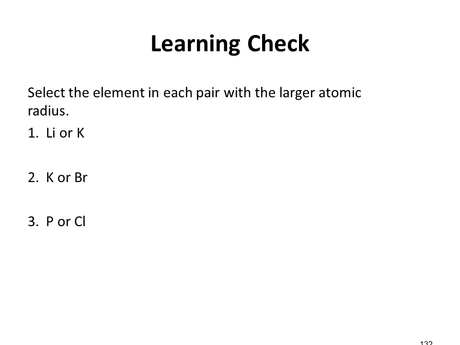If we were to compare these elements and determine which ones are smaller: number 1, lithium and potassium. Since potassium is further down the group, it's going to be larger. Number 2, potassium and bromine are within the same period, so whichever one has fewer protons is going to be larger because there's less attraction. That's potassium yet again. For number 3, phosphorus and chlorine, again atoms within the same period, so whichever one is to the left or has fewer protons is going to be larger, which is phosphorus.